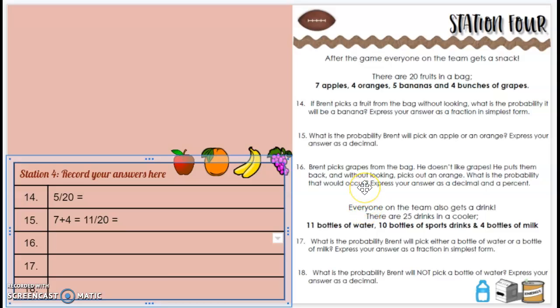Okay, Brent picks grapes from the bag, so he had a chance of 4 out of 20 to get those grapes. He doesn't like grapes, so he puts them back in the bag, and then he picks out an orange. So we're going to multiply that by 4 out of 20. Since he put the grapes back, we still had 20 items in the bag. What's the probability that that whole process will occur? So we're going to multiply.